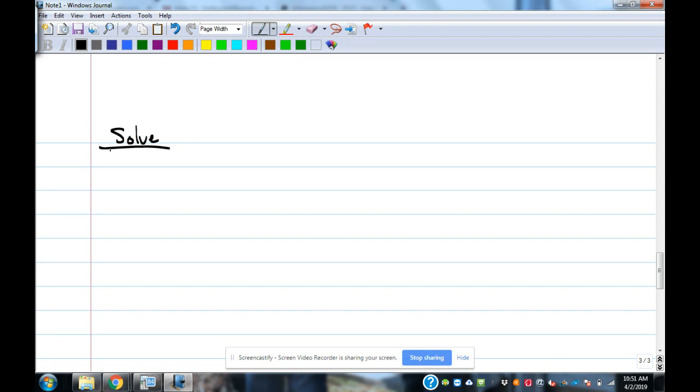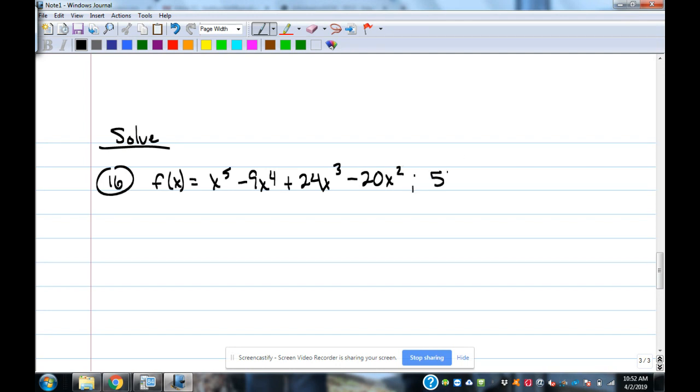Problems look almost the same. So when we look at number 16, f of x is equal to x to the fifth minus 9x to the fourth plus 24x cubed minus 20x squared. And then they give us a zero. What is a zero of a polynomial? It's another name for it.